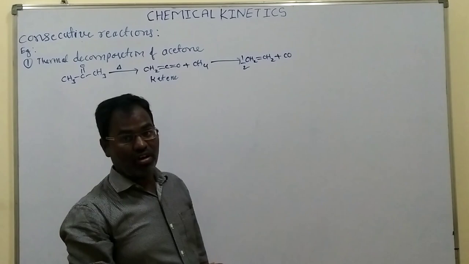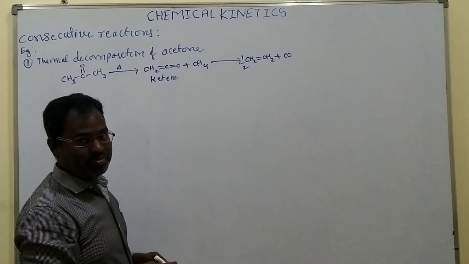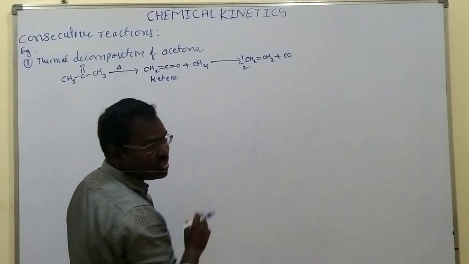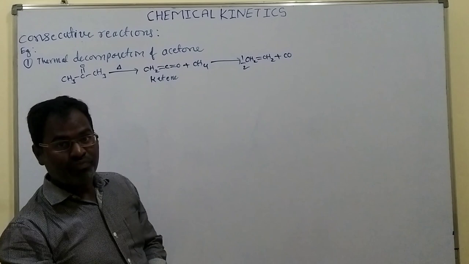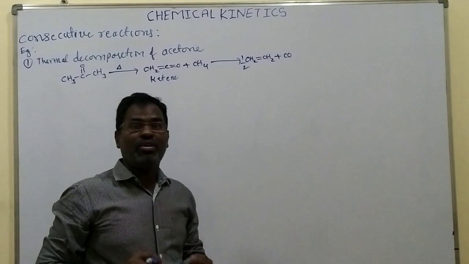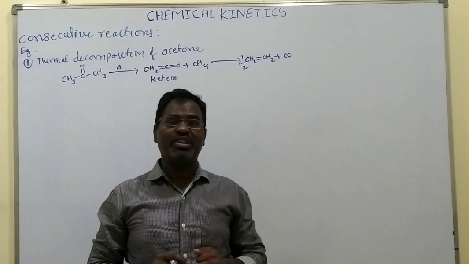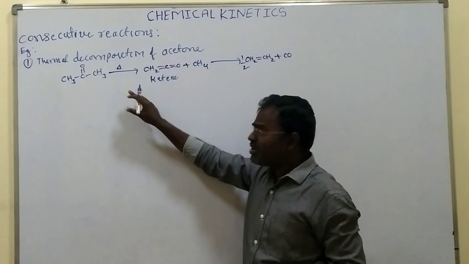Here we have two simple reactions. They take place successively, one after the other. If we don't have the ketene, we don't get the ethene from the acetone. So the formation of the ketene is a very important step for the formation of the final product ethene. The final products depend upon the intermediates. Ketene is the reaction intermediate. Therefore, in complex reactions, if simple reactions take place successively, then it is called a consecutive reaction.